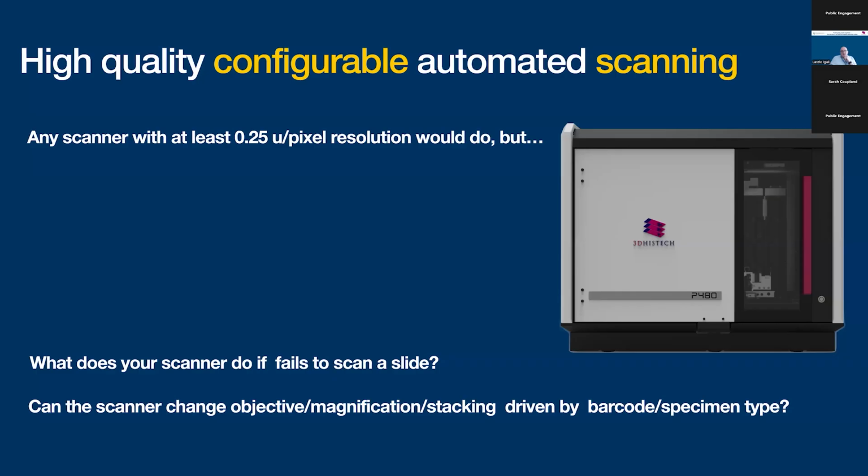Ability to change the objective and magnification and probably the stacking solution within the scanner is very important in certain circumstances, but can your scanner do this driven by the barcode? And also, can you capture, by definition, that stack, or more preferably, what we found extremely useful, extended focus images? I will talk about it a tiny bit later.